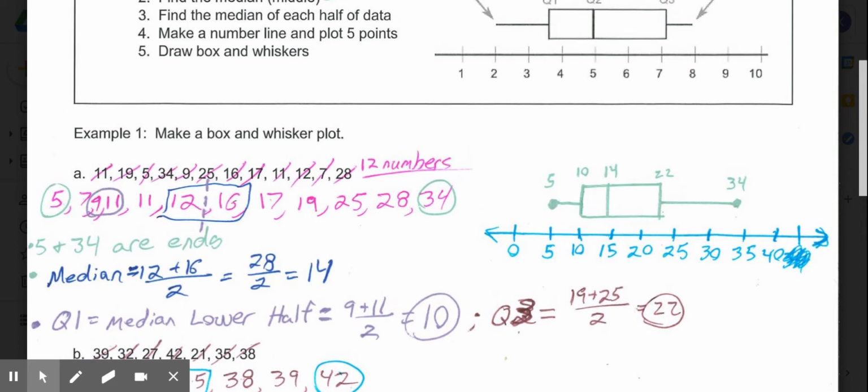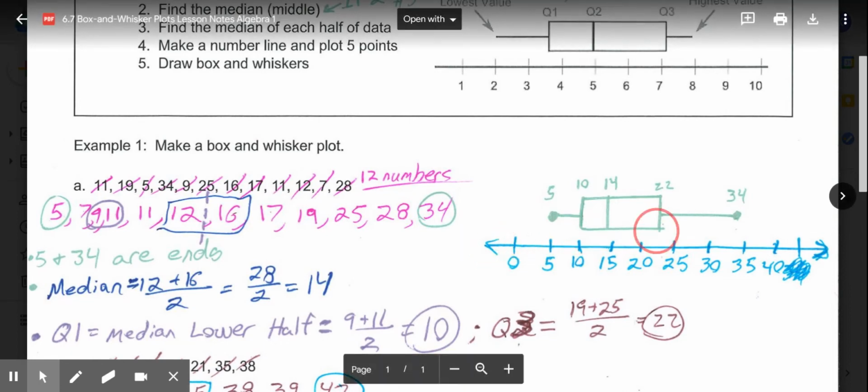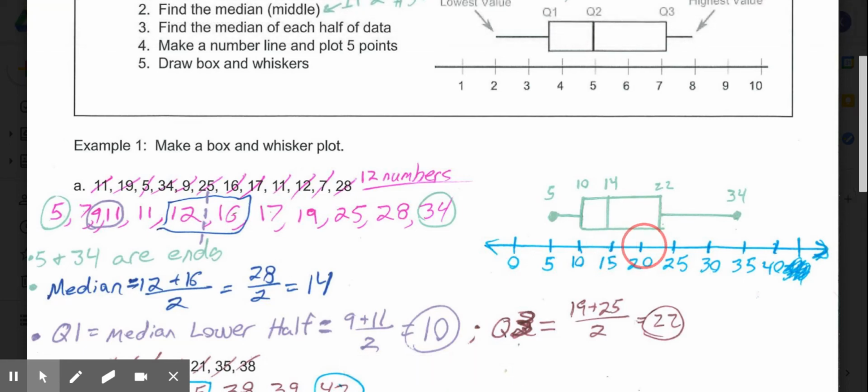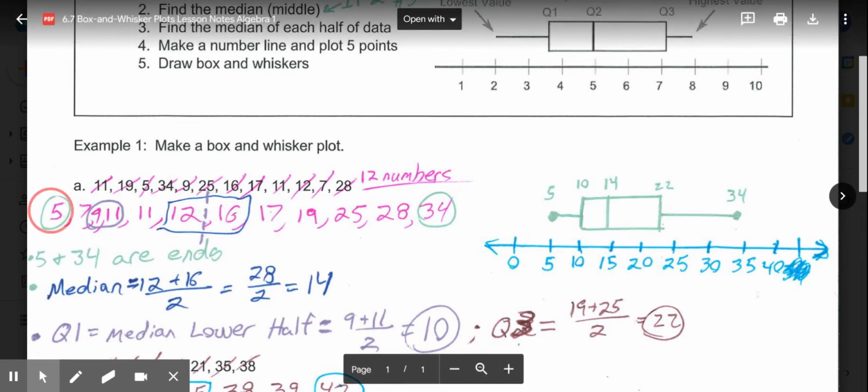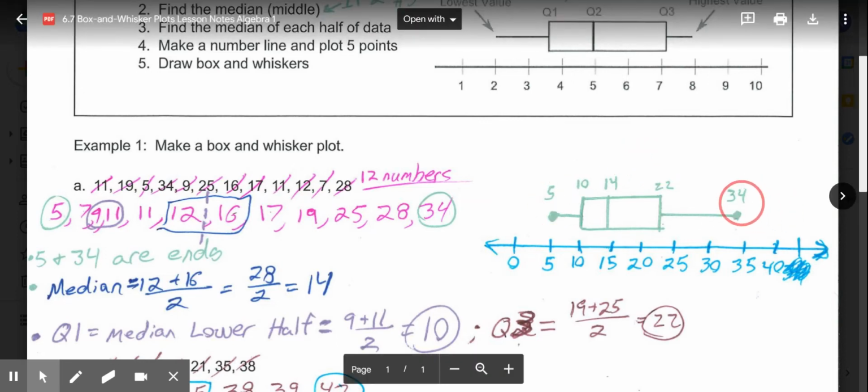So now you make your box and whisker plot. So you just want to draw a number line. And in this case, I went by 5s because my numbers stretch in a range from 5 to 34. So the scale is here on the bottom. Then I'm going to put my whiskers. So I put a 5 here with a dot and a 34 here with a dot. I have my whiskers. The next thing that I put in was my median.